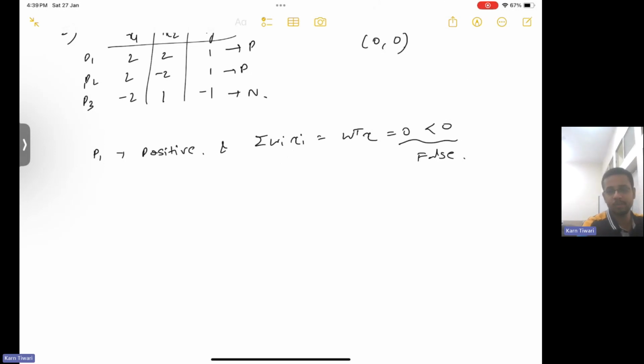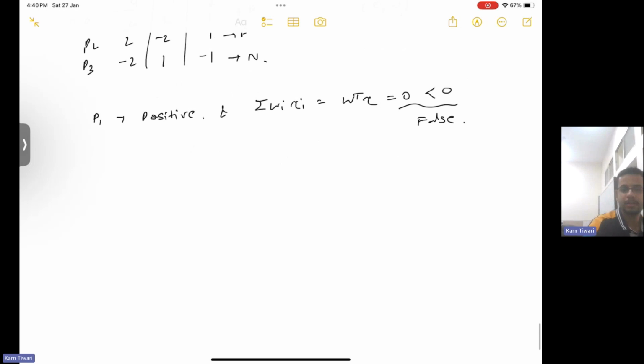We have a condition: for the positive case, the summation of Wi Xi is less than 0, otherwise it's negative. The summation of Wi Xi should be greater than or equal to 0. Okay, so we can't update. So let's choose another point.